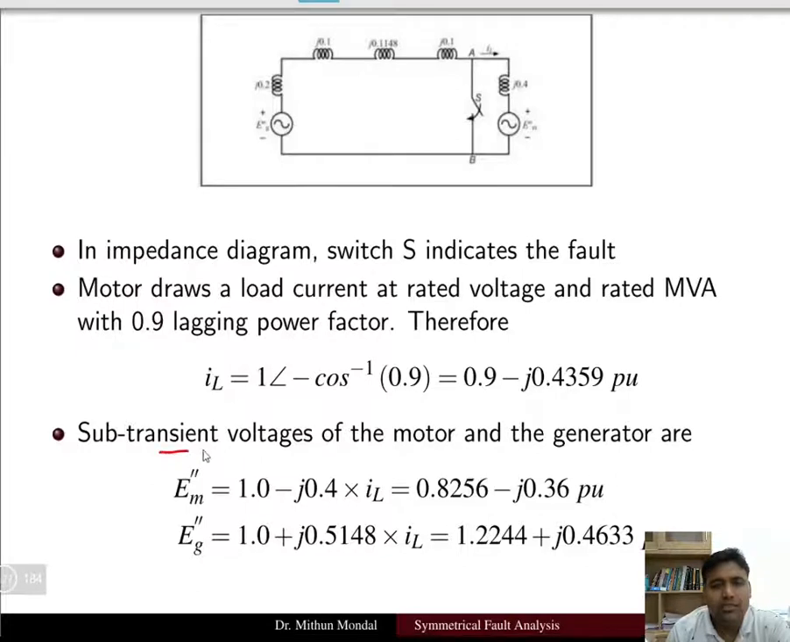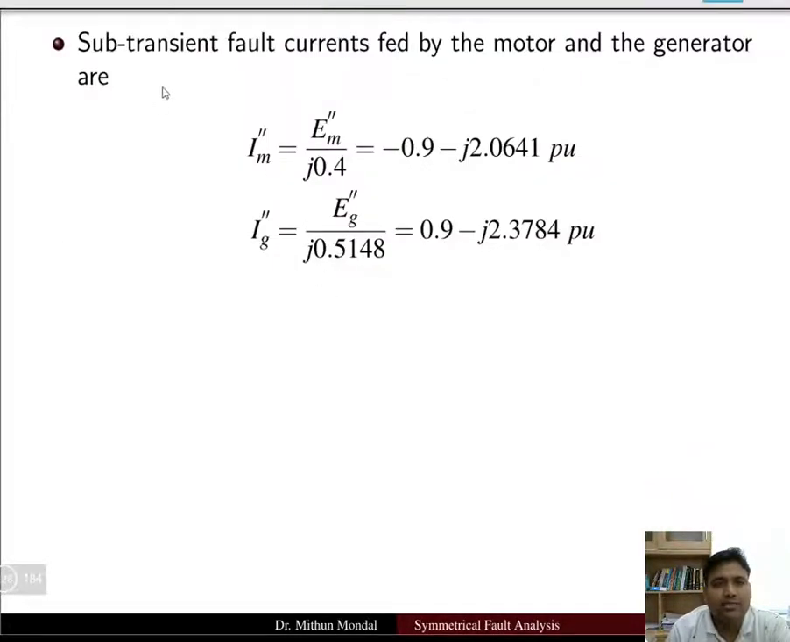Now we have to calculate the subtransient voltage of the motor and the generator. The subtransient voltage of the motor will be equal to 1 per unit minus the drop across this reactance, that is, the reactance multiplied with the load current. Whereas on the generator side we will have a plus case for 1 per unit, because 1 is the load current. After obtaining the subtransient voltage, we can obtain the fault current for both the motor and the generator.